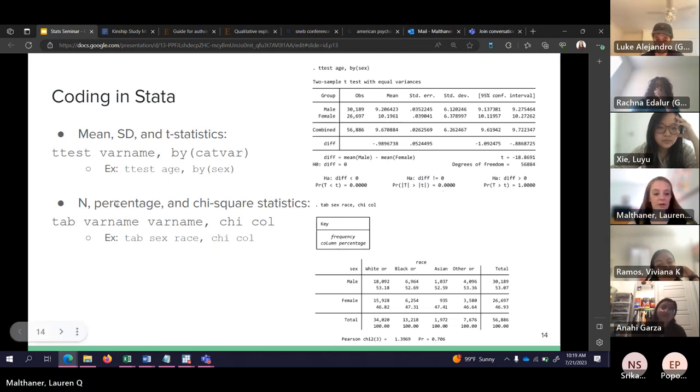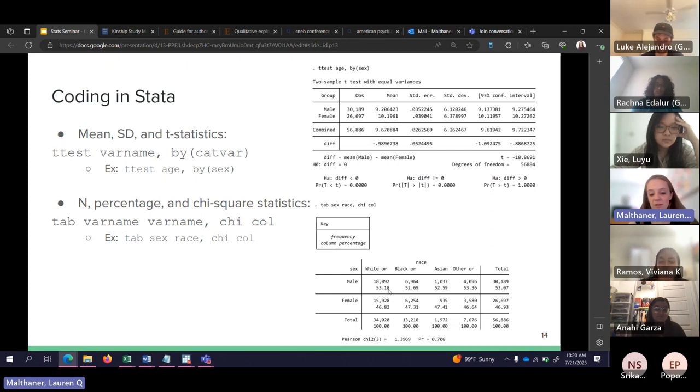For categorical variables, we can use the chi-squared command. We're still going to use the tabulate command, which we used in our descriptive statistics, but we're going to expand on it and include both variables that we want to compare, in this case, sex and race, comma, and add the chi-squared command, which is chi, and then column. This inserts column percentages into our cells on the right here.